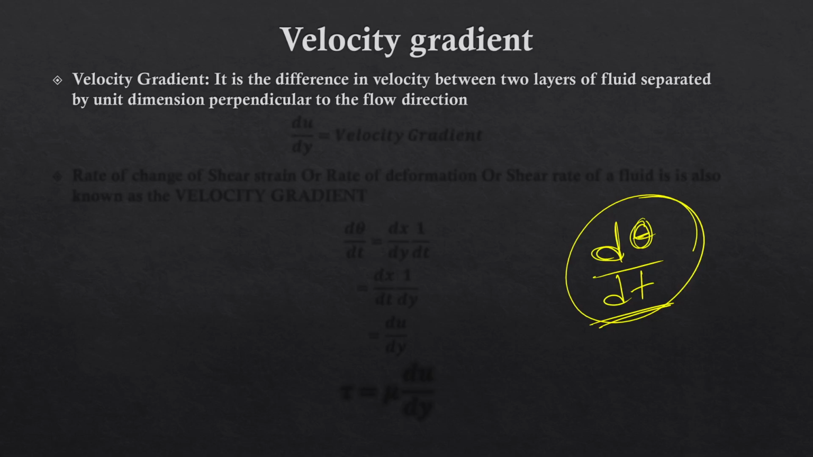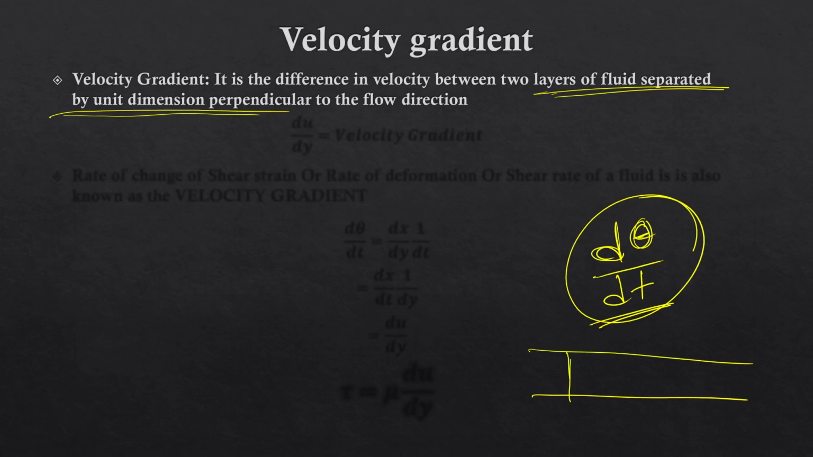So by velocity gradient, by definition, it is the difference in velocity between two layers of fluid separated by a unit dimension perpendicular to the flow direction. That means if a fluid element is flowing like this, suppose this is the rectangular fluid element, when it is flowing at some point of time it will become like this, then it will take this shape, then it will take this shape, and that's what flowing means.